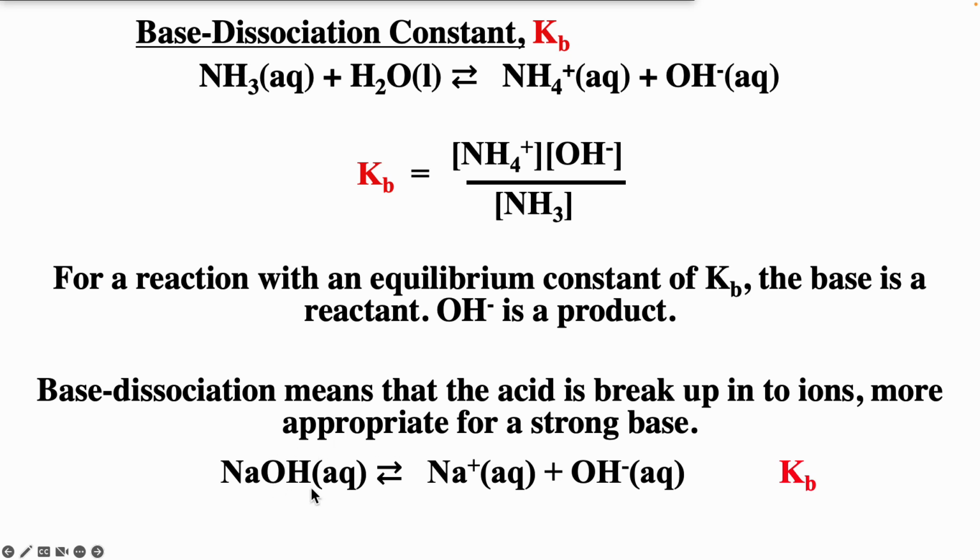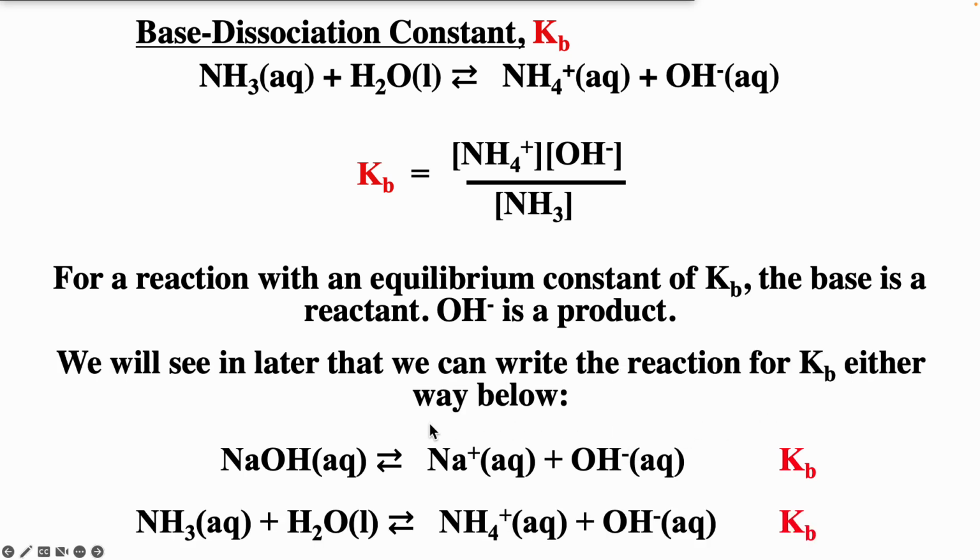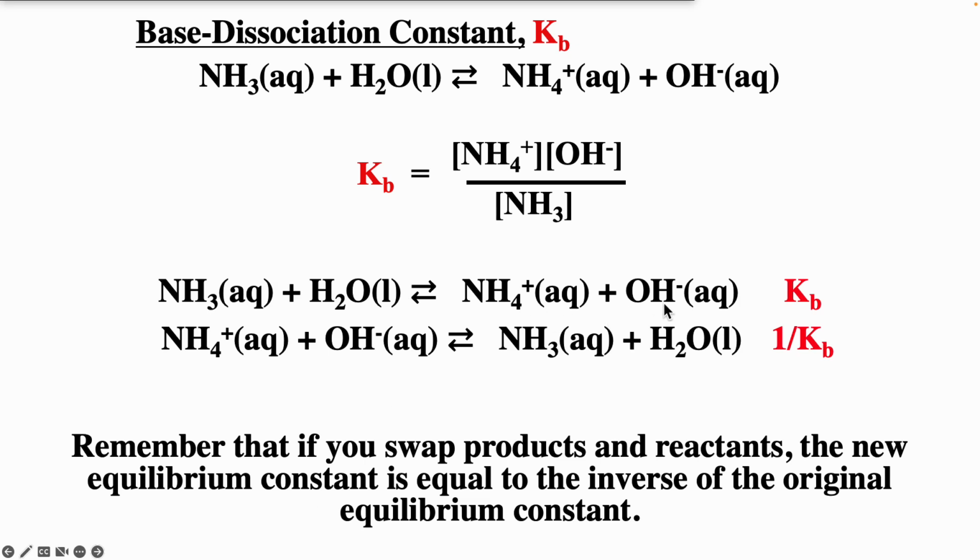So like if you have sodium hydroxide, it breaks apart into sodium ions and hydroxide ions. Ammonia is a weak base, and so actually it reacts with water, forming the hydroxide ions. And so again, in general, base dissociation means that the base is breaking up into ions. We can write it this way. Or again, for weak bases, they react with water, forming the hydroxide ion and the other ion. The hydroxide for the weak bases actually comes from the water molecule. And again, if we write the products as reactants and reactants as products, we take the inverse to get the new equilibrium constant.